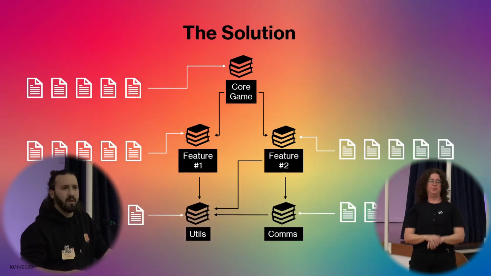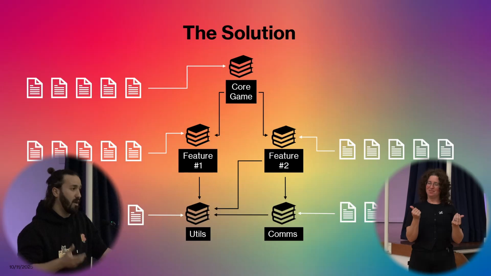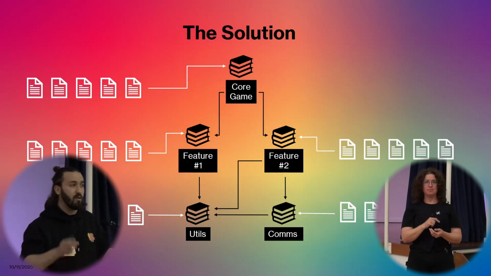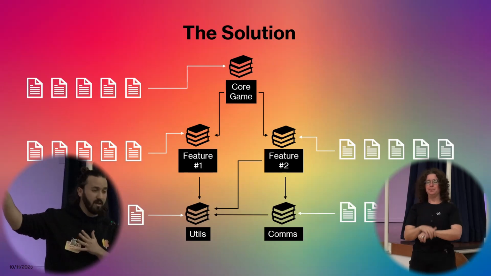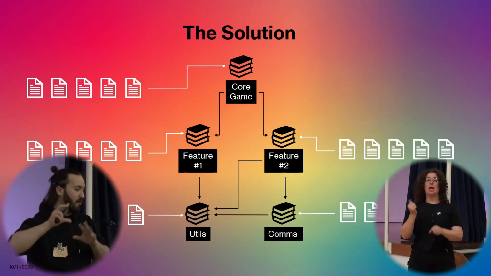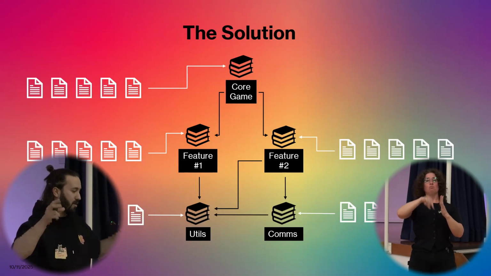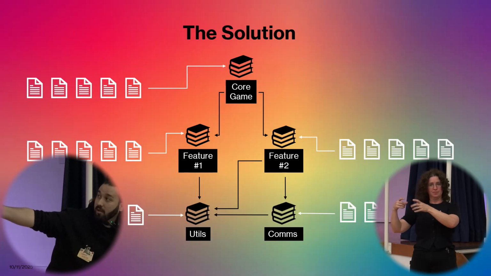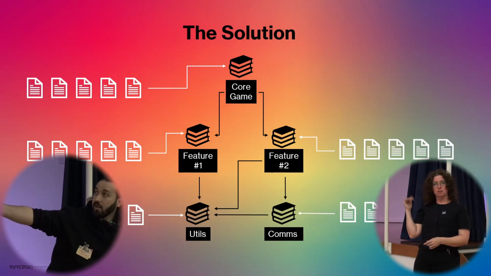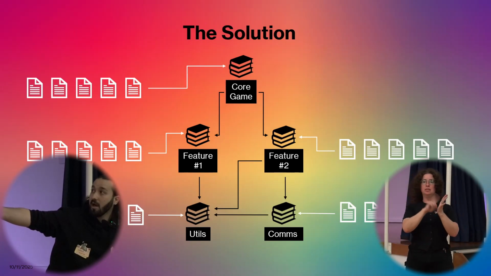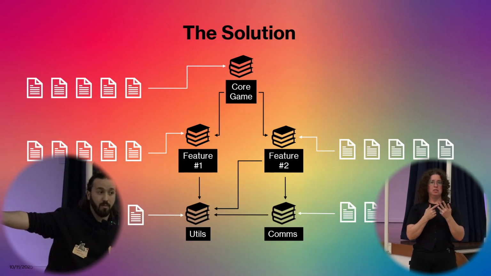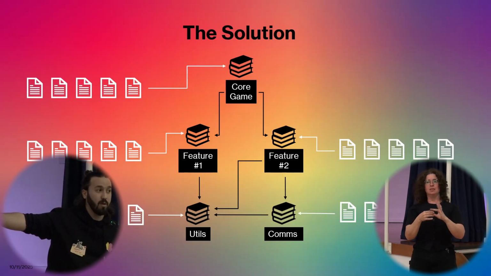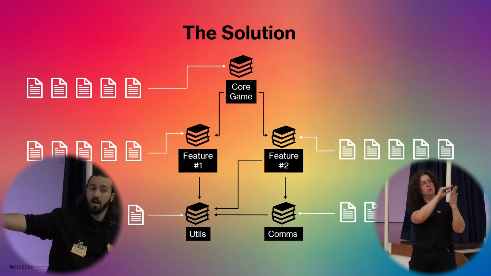The solution to this, as you might have guessed, is the ability to break our code into multiple assemblies. Here we have an example I've created where I've broken down a project into a couple of different assemblies. We can see here the utils assembly. It has a couple of scripts inside, and other assemblies that all depend on utils. Depending means that they can use the scripts and functions from utils.